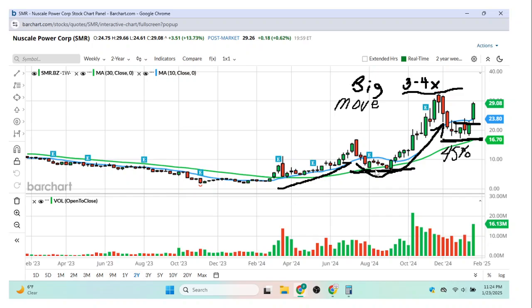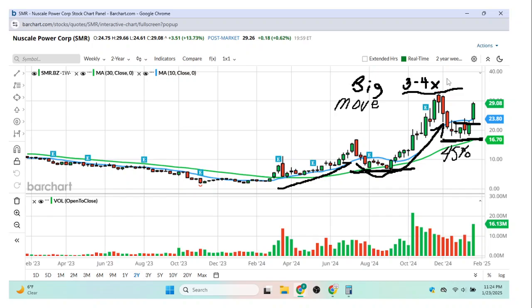From this horizontal line I drew up to this area, depending where you bought it, would have been 3 to 4 times your money. That's how big this move was. That's 300 to 400%. Because back here it was around a $5 or $6 stock, and up here it was around a $32 stock. So that's a big move, right?